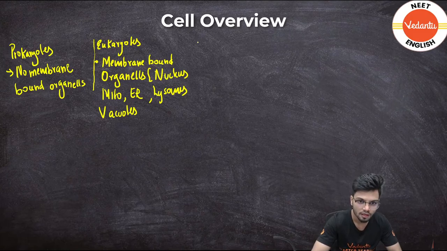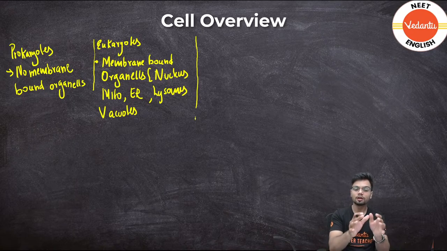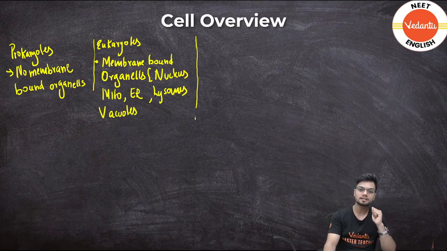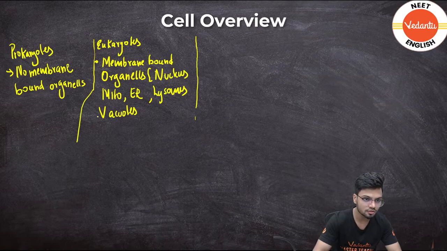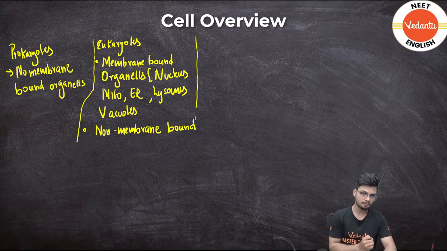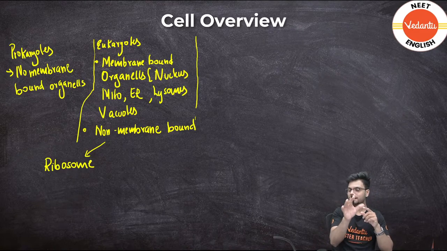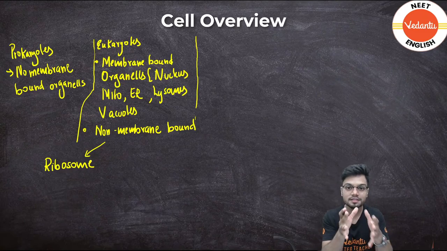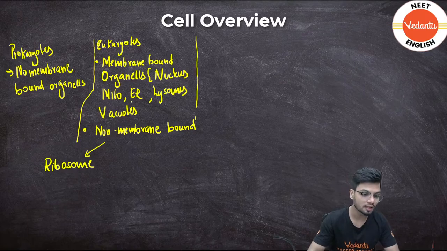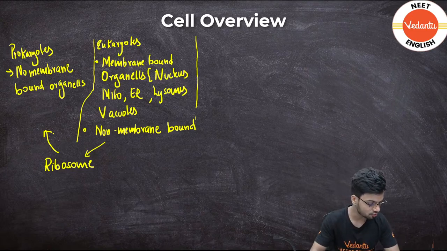But if I ask you a question now, in the case of eukaryotes, do they also have organelles without any membrane? The answer is yes. Even in the case of eukaryotes, they have non-membrane bound organelles. The first example here is the ribosome. Now, this ribosome is actually very special. Why? Because this ribosome is common in both eukaryotes as well as prokaryotes. Ribosomes can be found in both places.